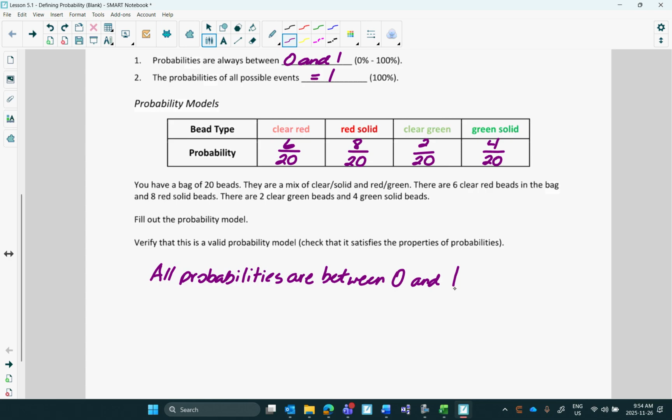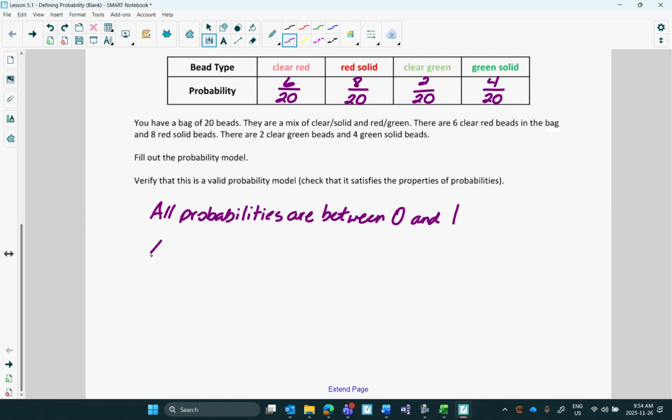That's met. And if we add the 4 probabilities, does it equal 1? Yes, it equals 20 over 20, which is 1. So all probabilities add to 1. So these 2 conditions mean it is a valid probability model.